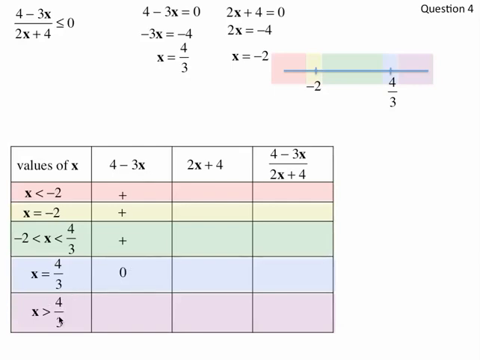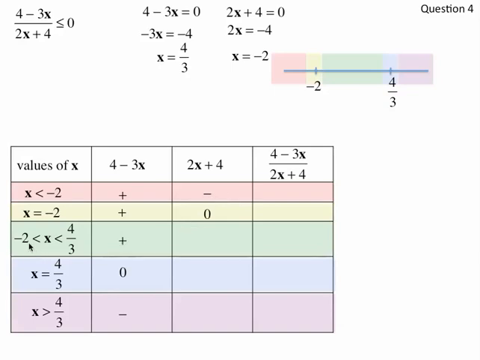Okay, when x is greater than 4/3, for example, now 4/3 is 1 1/3, right? So when x is 2, for example, 3 times 2 is 6, 4 minus 6 is negative 2, so the result is negative. Okay, over here, 2x plus 4. When x is less than negative 2, for example, when it's negative 3, 2 times negative 3 is negative 6 plus 4 is negative 2, which is negative. When x is equal to negative 2, we have 2 times negative 2 is negative 4 plus 4 is 0.